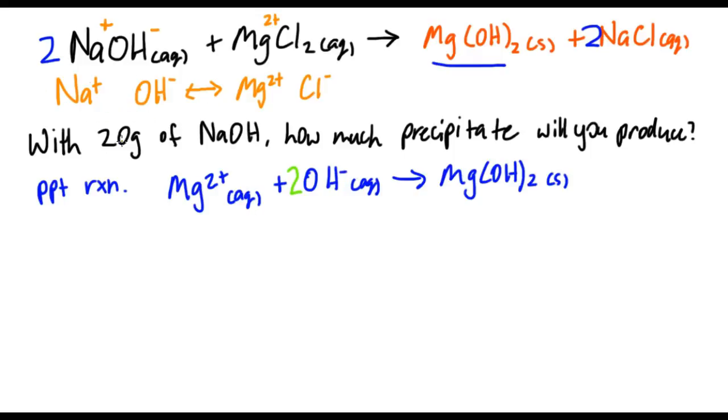Now following on, let's do a little bit of stoichiometry. With 20 grams of sodium hydroxide, how much precipitate will you actually produce? Now this video is getting a little bit long, so I might actually make a new video on how we'll figure out how much precipitate we'll actually produce.